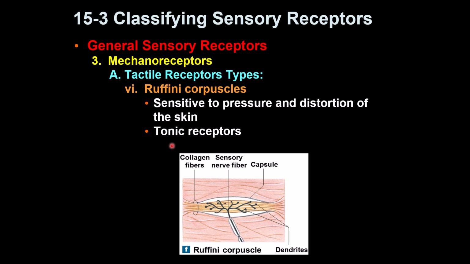Three of these receptors are tonic and three of these receptors are phasic. Some of them are located in the epidermis, some of them are in the dermis, in the different layers of dermis, and one of them is located also in the hypodermis.